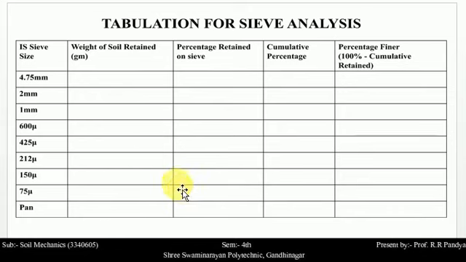As we described, we can take a 500 gram sample and sieve it through these sieves. Note down the weight of the soil sample retained on the 4.75 mm sieve, and note it down here. For 2 mm, note it down here. Up to 75 micron, note it down here. Then calculate the percentage retained on each sieve on the basis of 500 gram. Then the cumulative percentage, then the percentage finer, which is given by 100 minus this cumulative percentage, so that we can get these percentage finer readings.